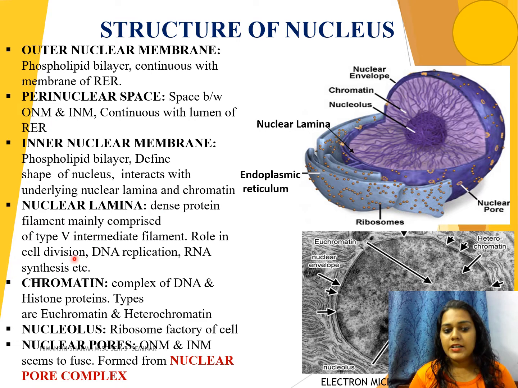Nuclear lamina are basically type 5 intermediate filaments and they play a major role in cell division, DNA replication and RNA synthesis. Now let's discuss chromatin. In our previous video we also discussed chromatin, and there are two types of chromatin, euchromatin and heterochromatin. Now nucleolus, this is called the ribosome factory of the cell. And then nuclear pores: the outer nuclear membrane and inner nuclear membrane fuse there and it is formed from the nuclear pore complex.